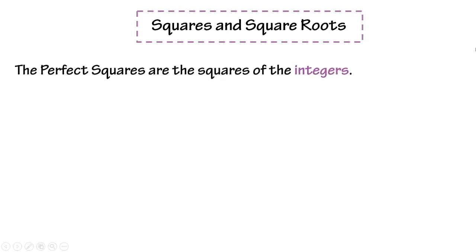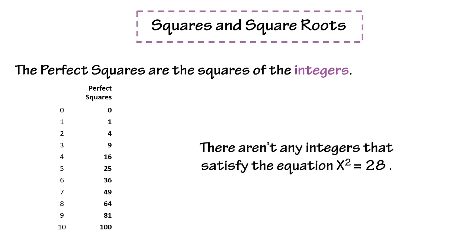The perfect squares are the squares of the integers. So the perfect squares are 0, 1, 4, 9, 16, 25, and so on. But, for example, 28 is not a perfect square, because there aren't any integers that satisfy the equation x squared equals 28. Now, let's practice.